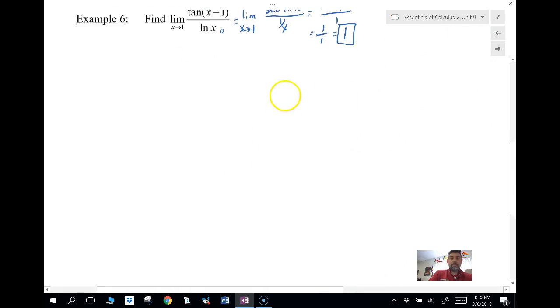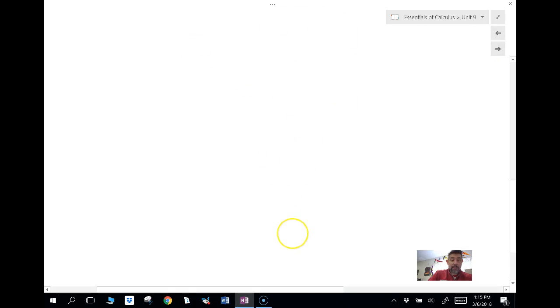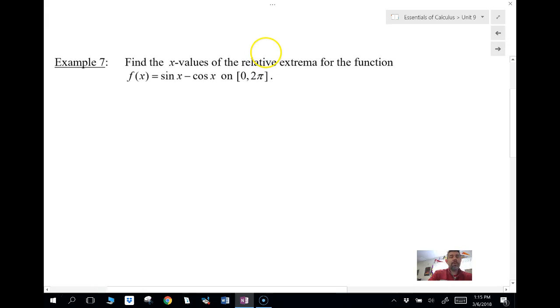L'Hopital's rule. All right. Actually, I only have a couple more examples. I think I can fit it in this video if you're okay with that. Actually, I have one more example.